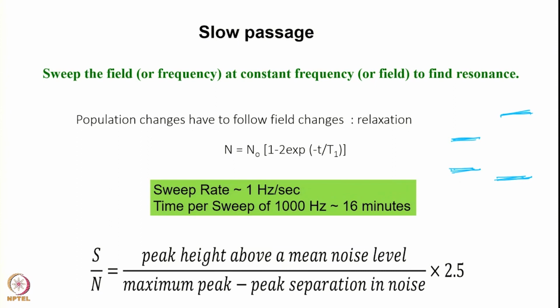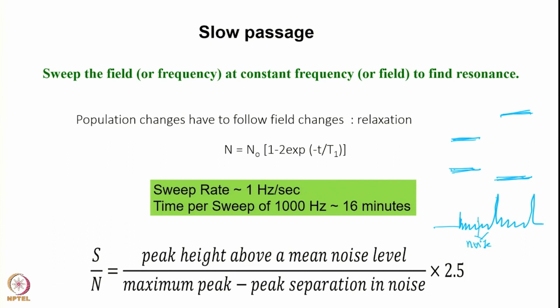Now as we know, these population differences are not very large in the radio frequency region. Therefore the signal intensities are very low as such. Therefore if you have to measure, you sweep through it several times and add the signals, and that is signal averaging. Now how do you define the signal to noise ratio? If I have a spectrum like this, then I have the noise here, this is noise, and I have the signal here.